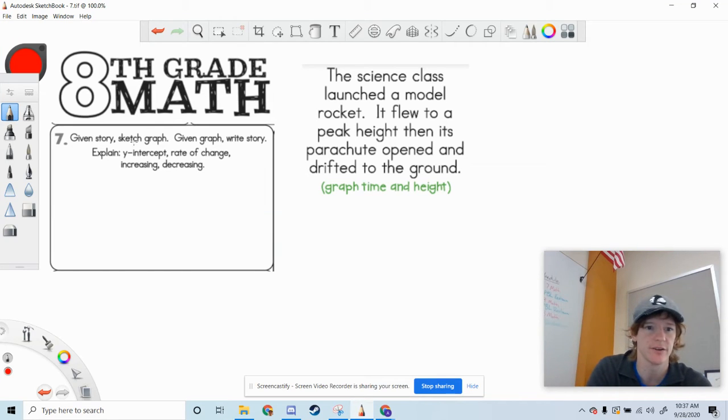Number 7 on this one, we are given a story. So I'm not given a graph. I'm not going to worry about this. So given a story, sketch a graph. Okay. Explain the y-intercept, rate of change, increasing and decreasing.